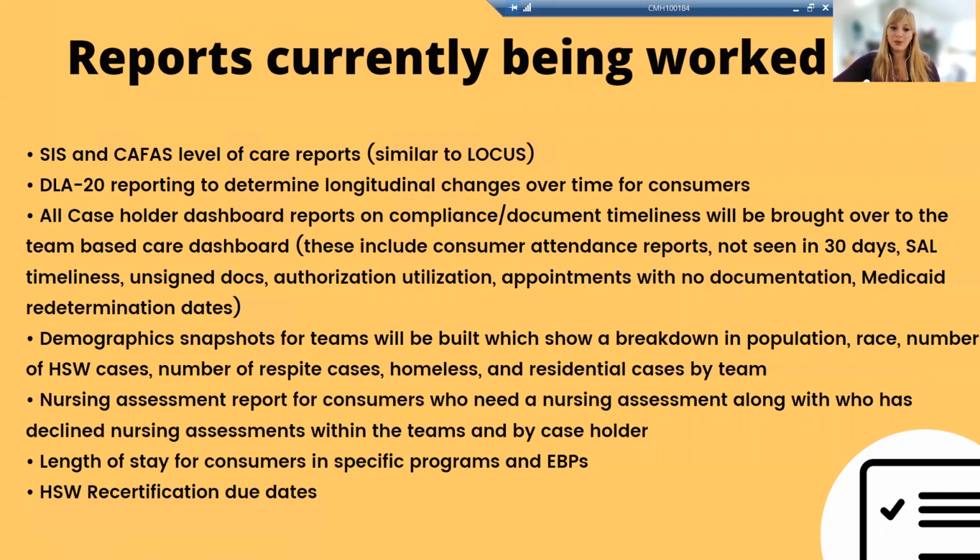We're also looking at building a demographic snapshot for teams. So really, we want to be able to show the breakdown in population that you're serving: race, number of HAB support waiver cases, number of respite cases, homeless consumers, residential cases, just some additional demographic information so you can see the composition of your team. Also looking at building a nursing assessment report. So we want to be able to show the consumers who need a nursing assessment along with who has declined nursing assessments within the teams and by caseholder.